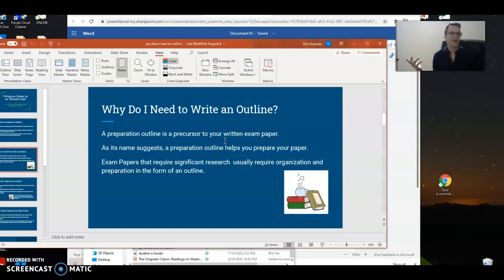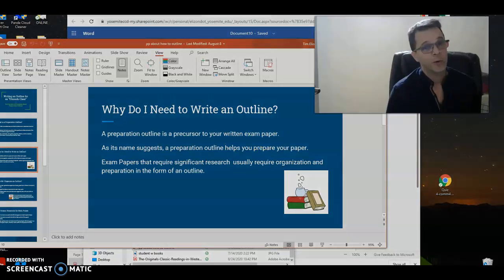Why do you need to write an outline? Because a preparation outline is a precursor to your written exam paper. And as the name suggests, a preparation outline helps you prepare for your paper. These exam papers require significant research, and they usually require organization and preparation in the form of an outline. Look, it's really, really difficult to write a paper on the fly in like 2 days, right?